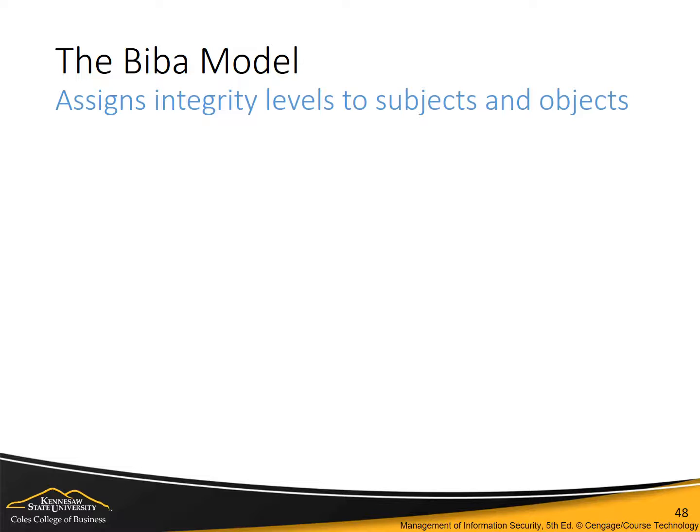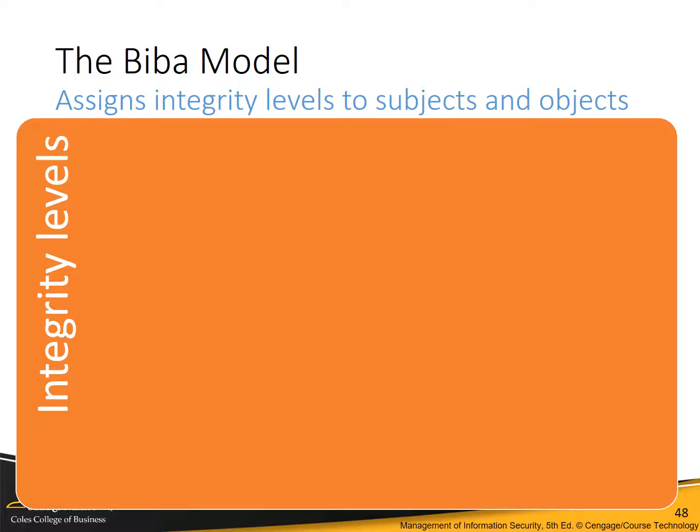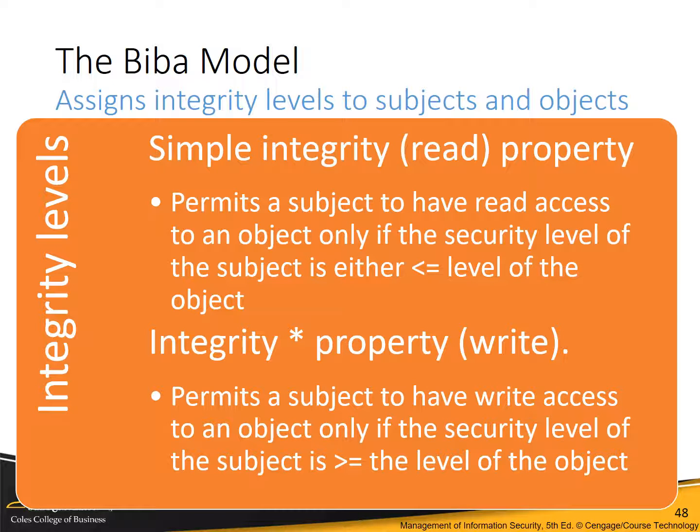The BIBA model assigns integrity levels to subjects and objects using two properties, the simple integrity property and the integrity property. The simple integrity or read property permits a subject to have read access to an object only if the security level of the subject is either lower or equal to the level of the object. The integrity property, or write property, permits a subject to have write access to an object only if the security level of the subject is equal to or higher than that of the object.